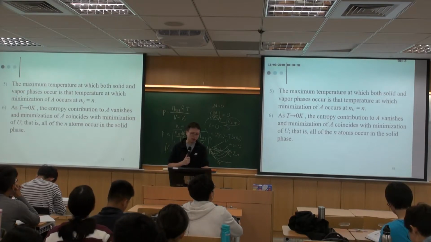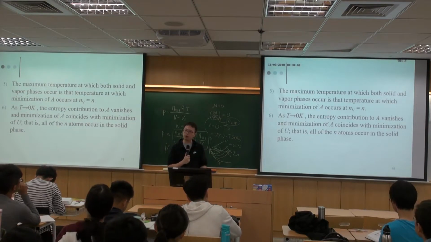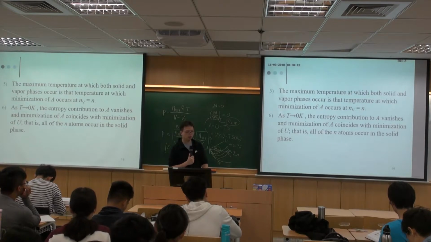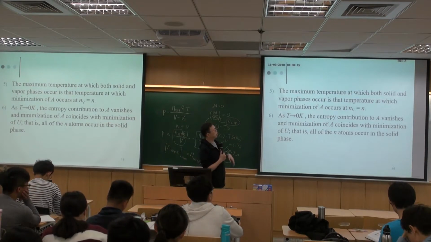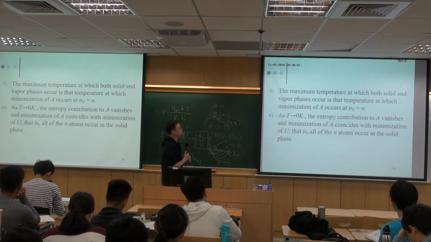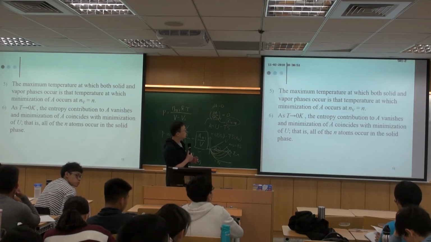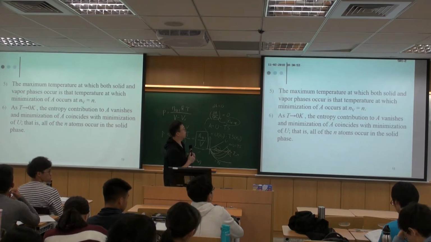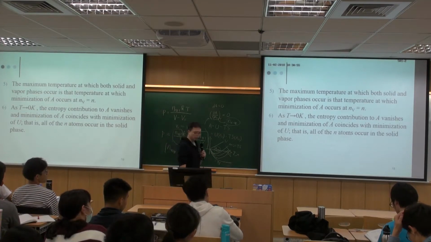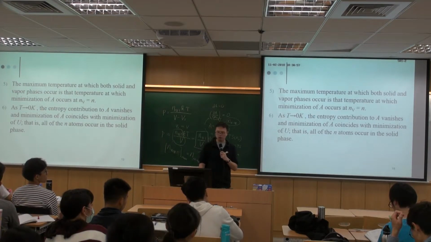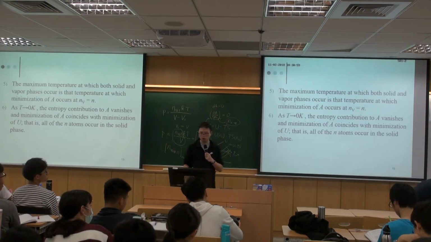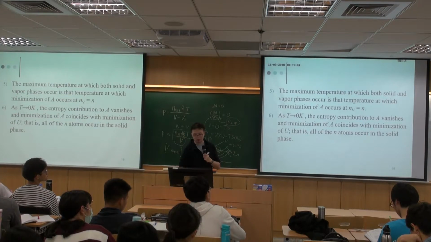But the more interesting part is when you go down to 0 temperature. From the opposite end, if you go down to 0 Kelvin, the entropy contribution to the Helmholtz free energy will vanish. So the minimization of A will coincide with the minimization of U. Therefore, there will be no particles in the vapor phase.